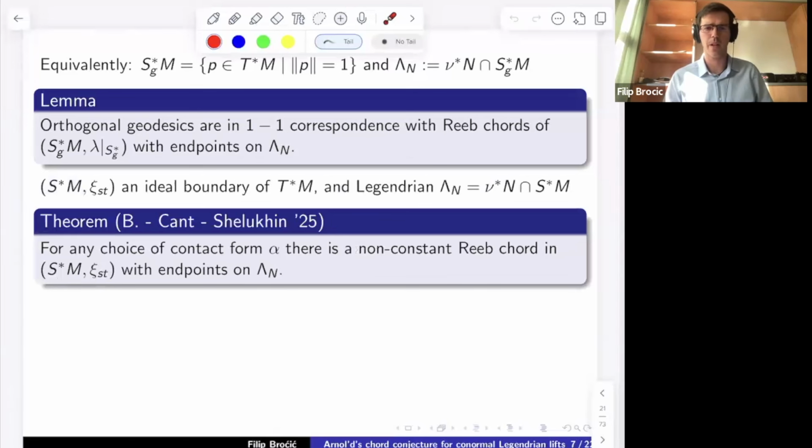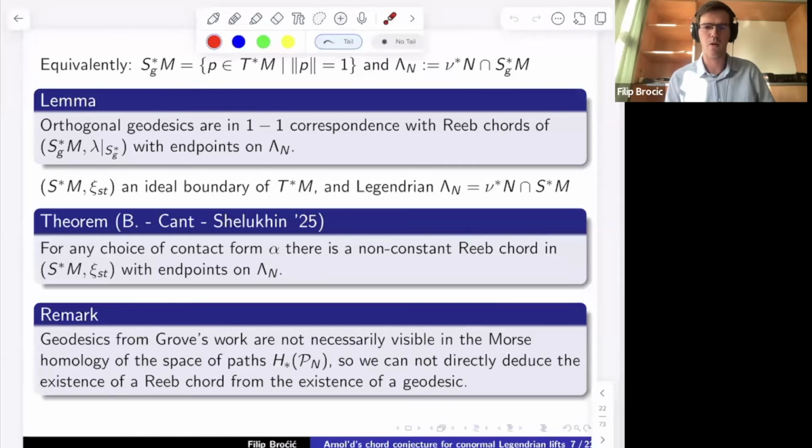Okay, now we can already state our theorem. So let unit S*M be the unit cosphere bundle, which is the ideal boundary of T*M. For now, we just want to specify the contact structure, not the contact form. And let's take the conormal lift of a submanifold of M. Then for any choice of contact form alpha which induces the standard contact structure on the cosphere bundle, there is a non-constant Reeb chord in the unit cosphere bundle with endpoints on the conormal Lagrangian.